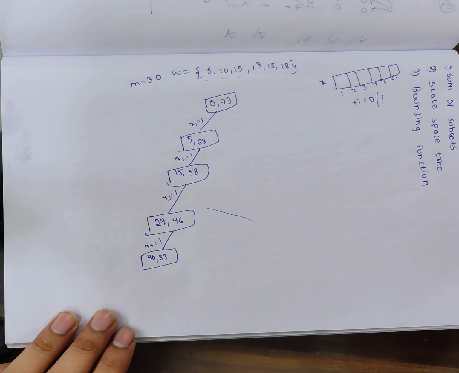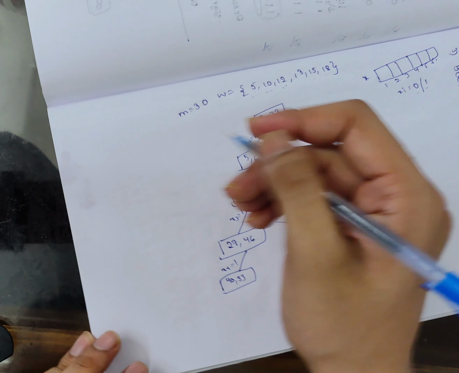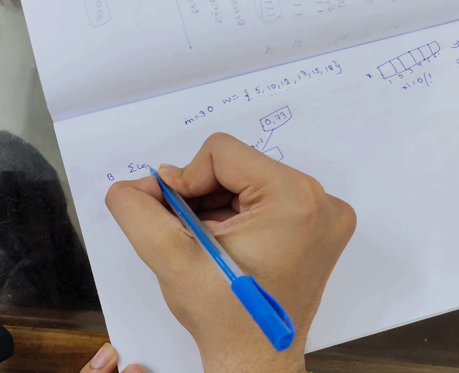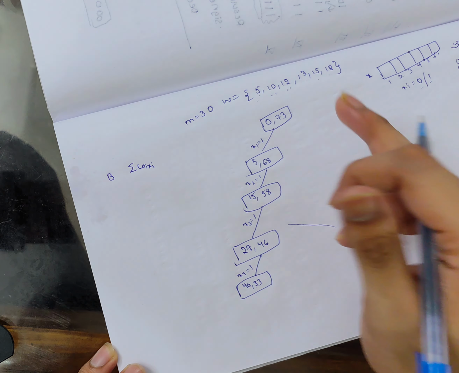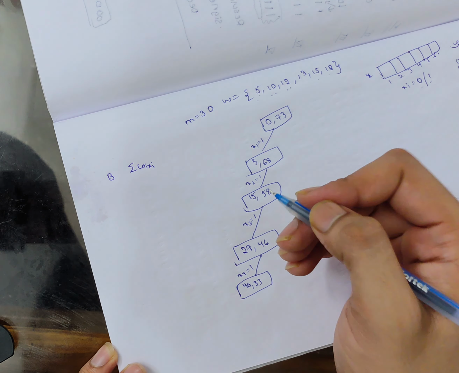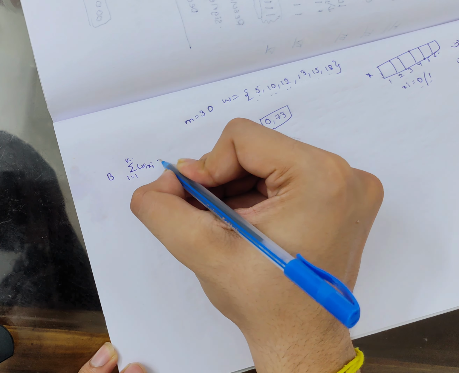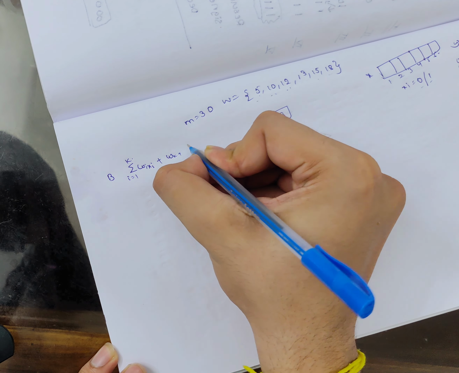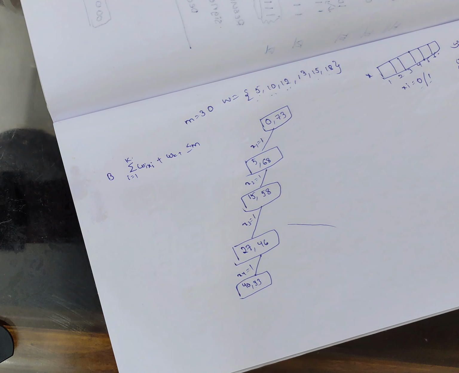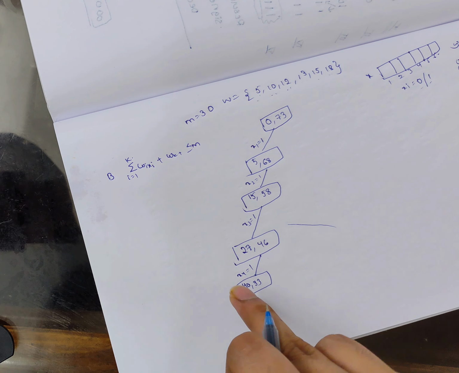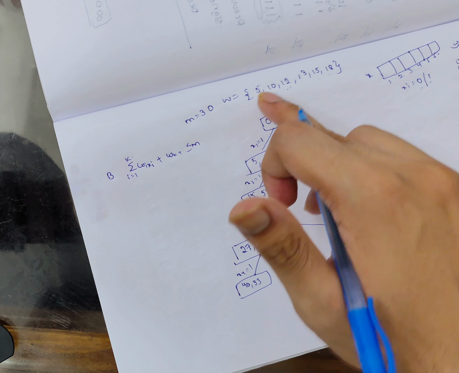What is the bounding function that comes into the picture here? Let me write the bounding function: the sum of weights wi, for i equal to 1 to k, that is, the sum of the weights included so far, and w of k plus 1, the weight of the next object, should be less than or equal to m.